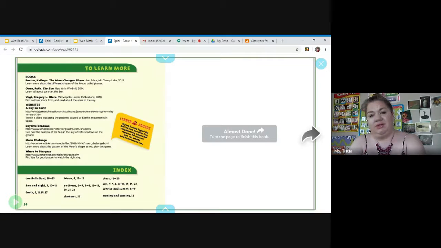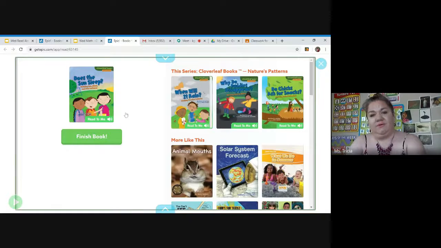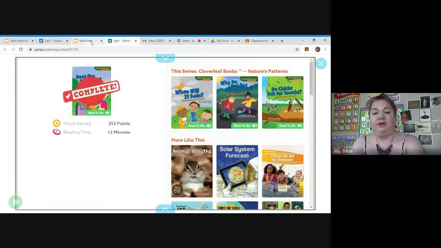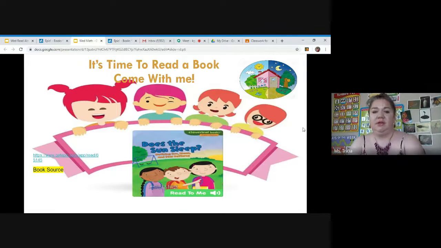And here are some books. We're going to finish our book. And here are some more Science Discover books. Why do puddles disappear? Do chicks ask for snacks? When will it rain? And we got the solar system, what we do in the summer. Lots of activities, lots of books to read to learn more. Complete. We earned 253 points for reading for 12 minutes.